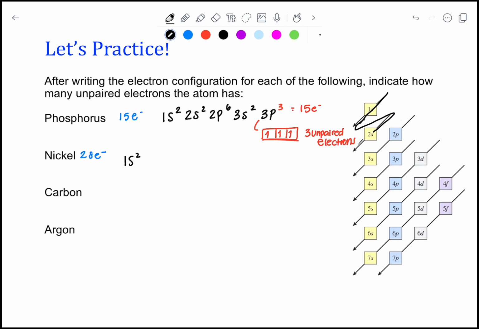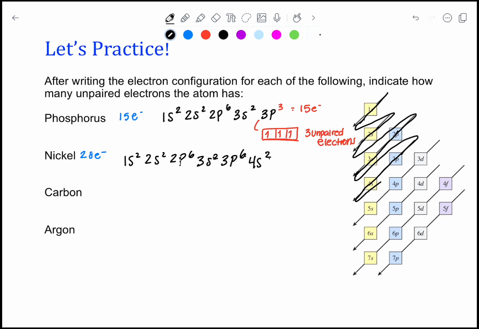After 1s, we jump into 2s, which again holds 2. Once we go there, we go to 2p. That holds 6 electrons. After 2p, we hit 3s. That holds 2 electrons. We jump into 3p, which holds 6 electrons. And then we jump into 4s, which holds 2. So let's count our electrons. We have 2, 4, 10, 12, 18, 20. So I have 8 electrons to go.